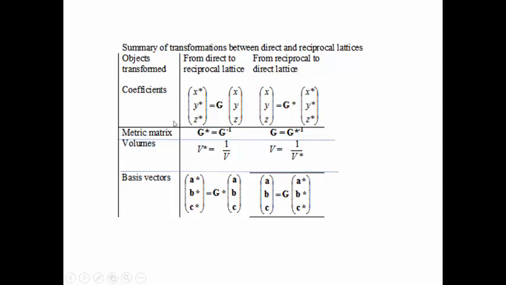However, the next two are pretty easy to memorize, just that G star is equal to G inverse and G star inverse is equal to G. So you have a matrix, and the reciprocals are related to the inverses, and the volumes are the reciprocals of the volume being a scalar. And then the basis vectors transform in the opposite way from the coefficients. But you don't have to remember that either.